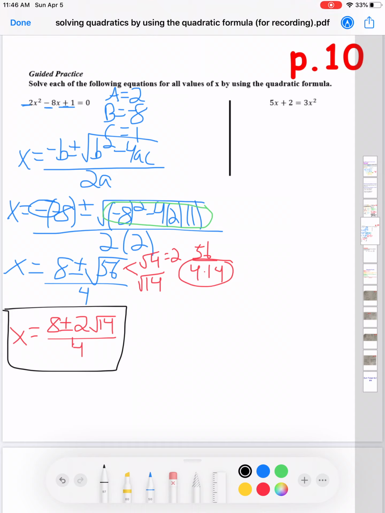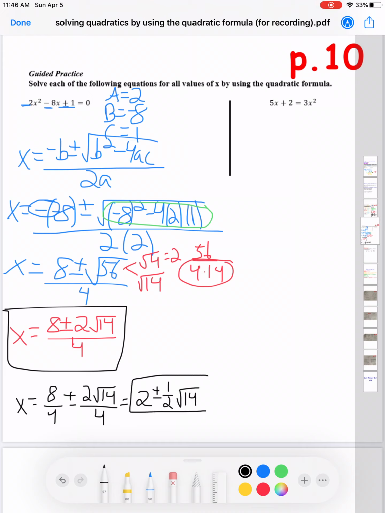If I wanted to break this up into two fractions, I would break this up into 8 over 4 plus or minus 2 square root of 14 also over 4. Notice all I did was break up that fraction into 2 different fractions, and I could go ahead and simplify this further. 8 divided by 4 is 2, and I know 2 divided by 4 is a half, so plus or minus 1/2 square root of 14. So this could be another way that you write your answer, but again, you could have just left it as we originally had.